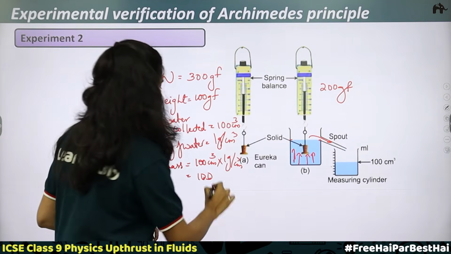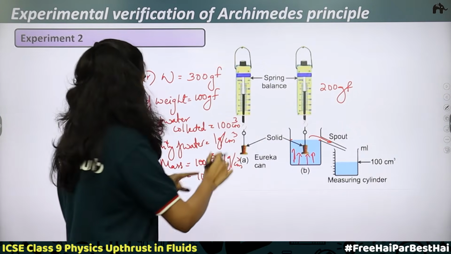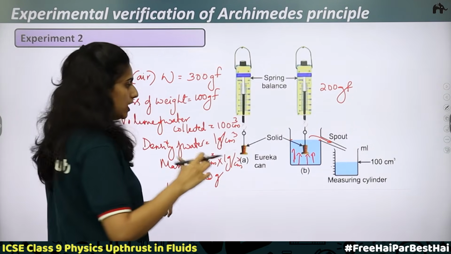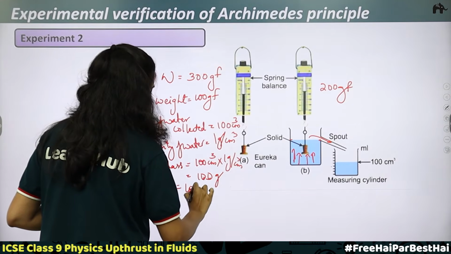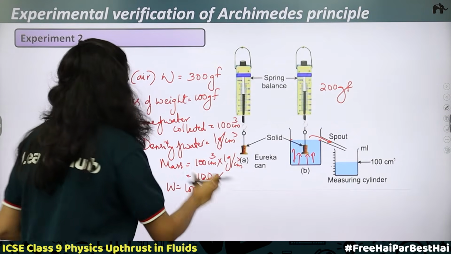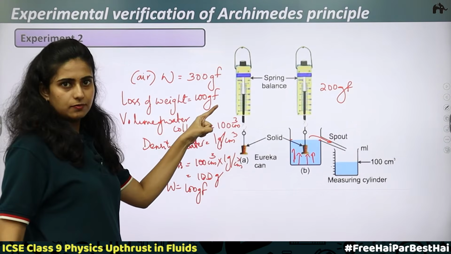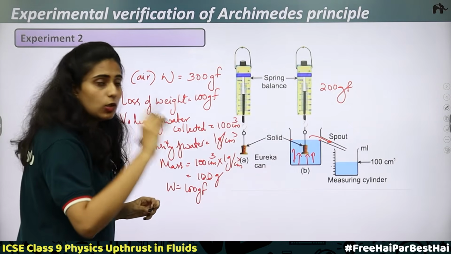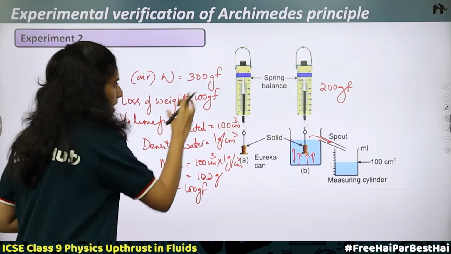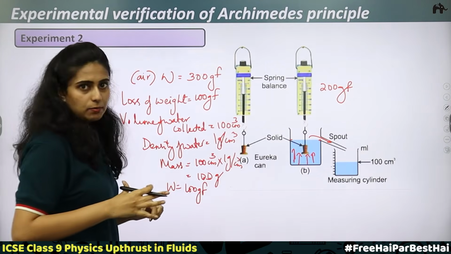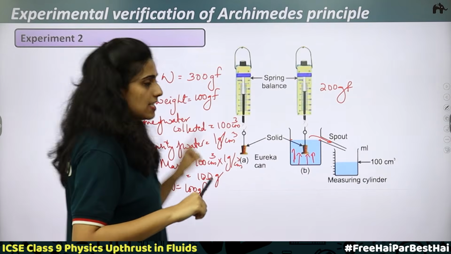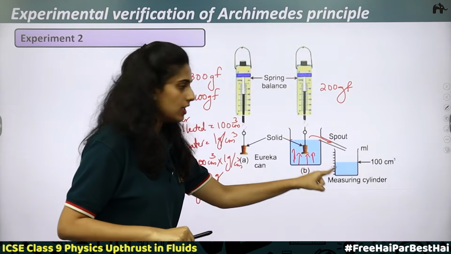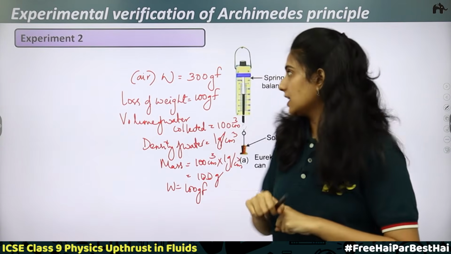100 grams. This 100 gram is the mass, which means the weight of water displaced will be equal to 100 gram force. This is equal to the loss of weight, which is 100 gram force. So here we understood that the loss of weight will be equal to the upthrust, because of the upthrust the loss of weight is happening. It means the upthrust, that is the force acting in the upward direction on the body, will be equal to the weight of water that is displaced. Again, we have proved Archimedes principle.